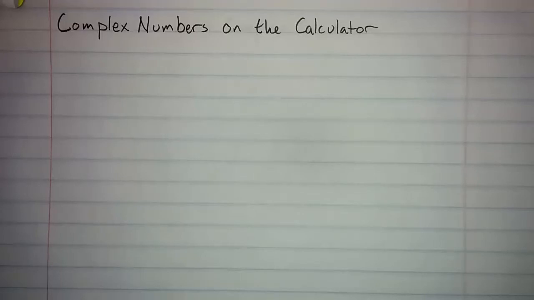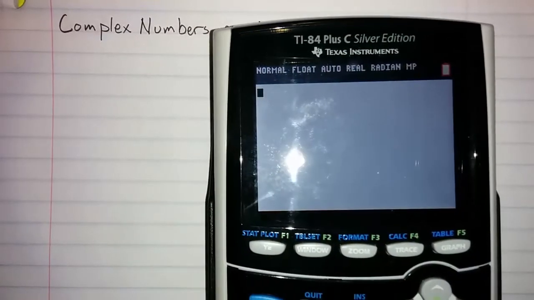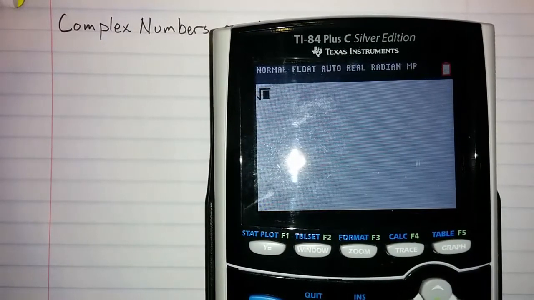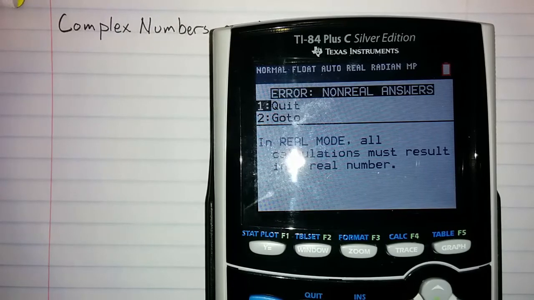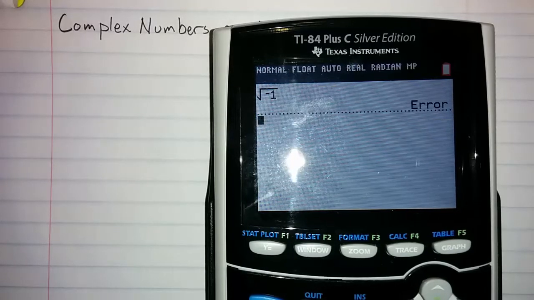can do complex number arithmetic on the calculator. How? Well, right now, if I say square root of -1, I get this error, "non-real answers." And it says in real mode, all calculations must result in a real number. All right, I'll quit. Real mode.